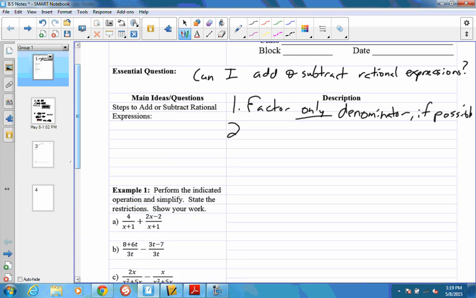Then, if your denominators are not the same, and if they're the same, you skip these steps. Look at our first few problems, they are the same. So skip these, all right? But you want to find what your least common denominator is.